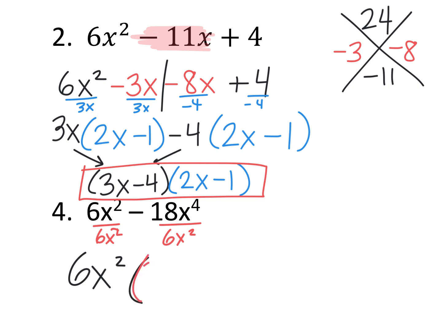And then divide it out, and we get 6x squared divided by 6x squared is 1. Negative 18 divided by 6 is negative 3. And I subtract my exponents here, x squared. All right, at this step, this is where you would then need to check. How many terms is that? 1 minus 3x squared is 2 terms.